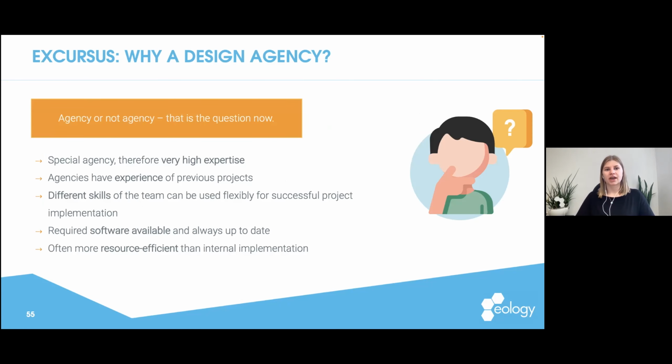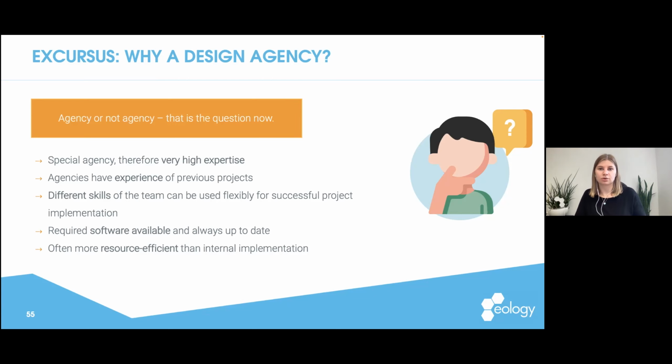So, a little excursus again. Why do you need a design agency? You may think you can do it all internally, by yourself, but an agency has very high expertise and experience. They did previous projects that are maybe the same or similar to yours. They have a big team, and the different skills of the team can be used flexibly for your successful project. And they usually have the required software available, always up to date, and they know how to use it.